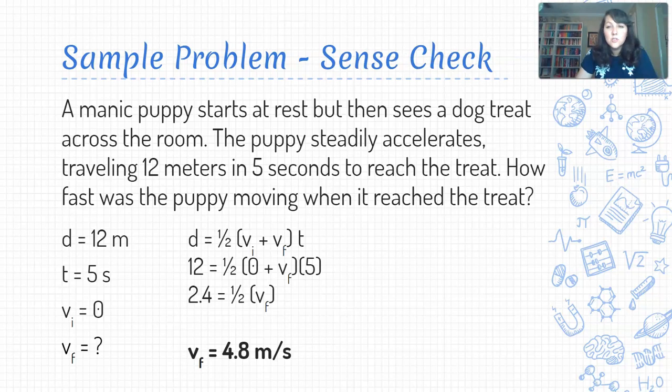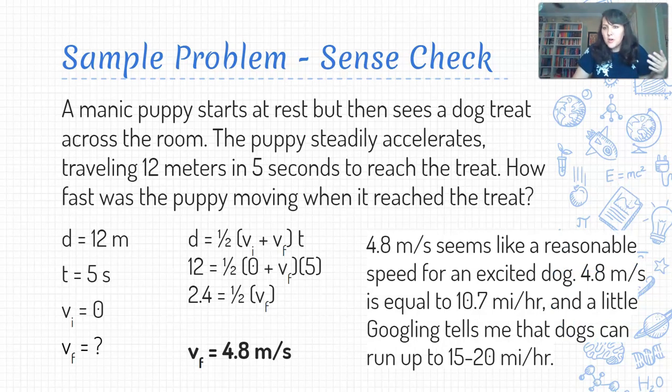Last thing that I want to do is just make sure that this seems like a reasonable value. So if I think about looking at a meter stick, which is about a yard, right, if that's easier for you to think about, I'm looking at about 5 meter sticks in a second, which is pretty speedy. But if I'm talking about a super manic, highly motivated puppy, that seems like a fairly reasonable number.